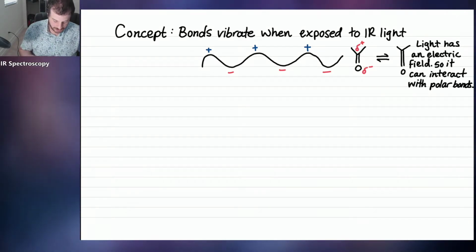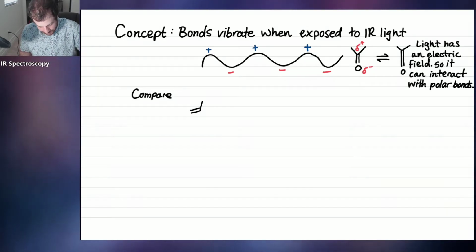So let's take a look, though, at a consequence of that, and that is that IR light can only interact with polar bonds. So let's compare two scenarios. Let's say we had a nonpolar bond. For example, this alkene. We have a pi bond in there, that double bond in the middle, but it's not polar because it's connected to two carbon atoms on either side, and so there's no difference in electronegativity between two carbon atoms. The difference in electronegativity is going to be zero because they're the same atom.